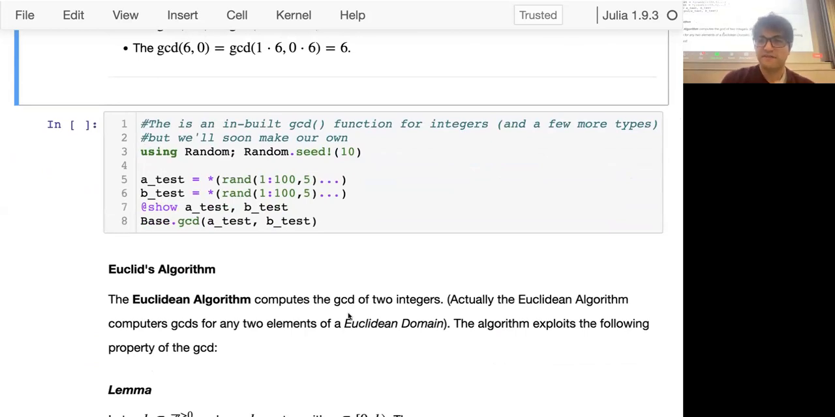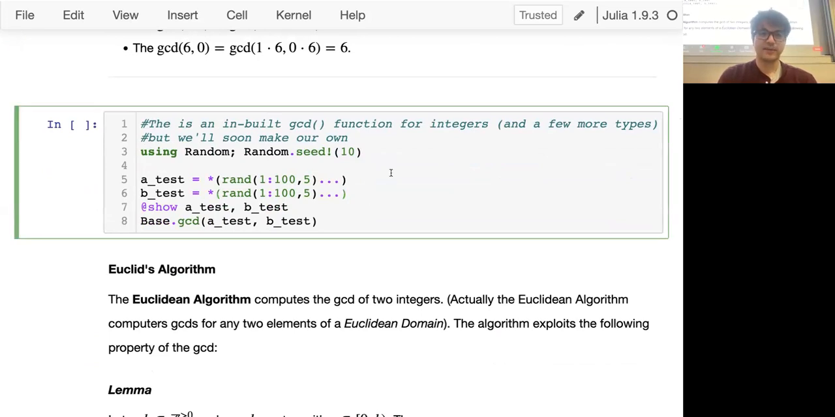So this is an inbuilt GCD function for integers. This is the one from the Julia system proper. A lot of energy goes into these number theory operations like GCD. Surely they're not using the basic algorithm, but let's just run it while also recalling some Julia syntax. So what does this do?